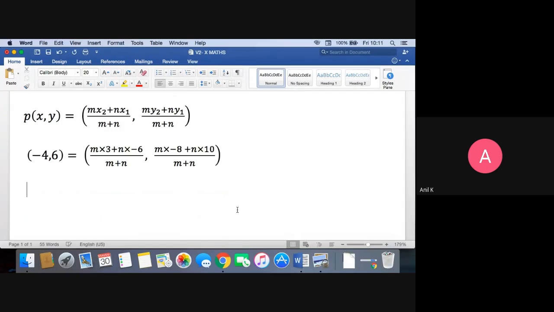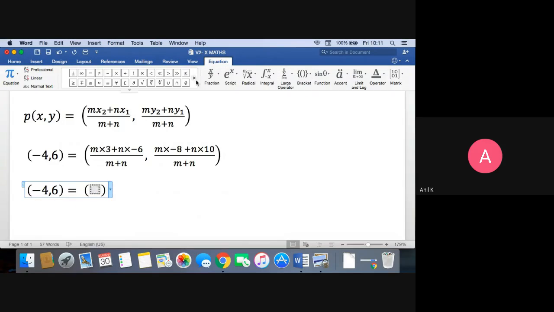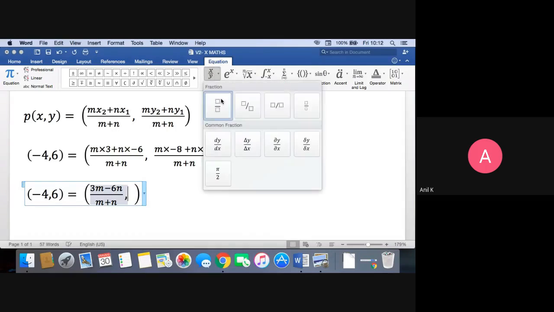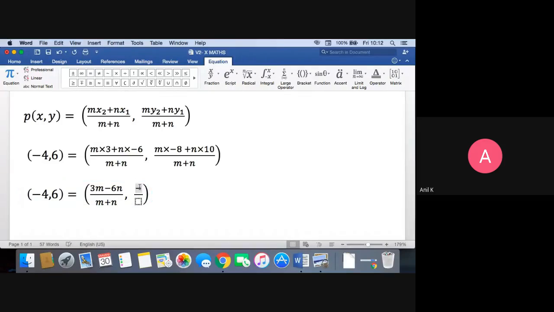Next step, let's see if we can simplify that. This -4 comma 6 will remain as it is, equals to, let's see what we get after simplification here. So first will come as 3m minus 6n upon m plus n. Next one will come as -8m plus 10n, and the denominator will remain m plus n.